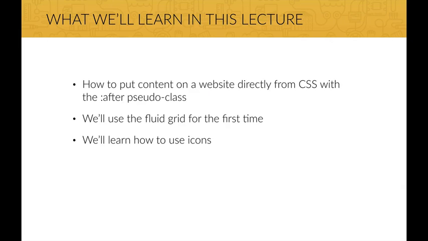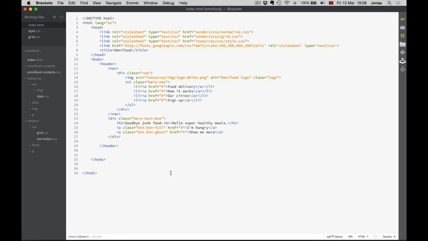So in this lecture, we'll learn some new things. We'll learn how to put content on a website directly from CSS with the after pseudo class. We'll use the fluid grid for the first time in order to build the features column. And we'll also use beautiful icons in those columns as well. So let's go. So this is where we left our project after the last lecture.